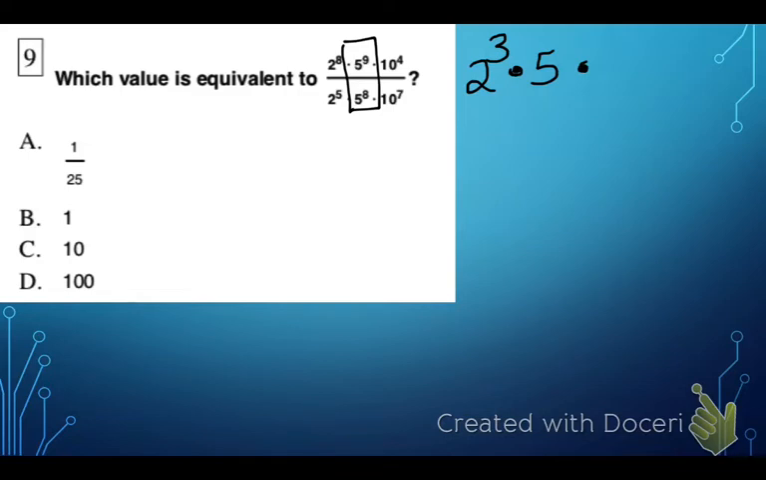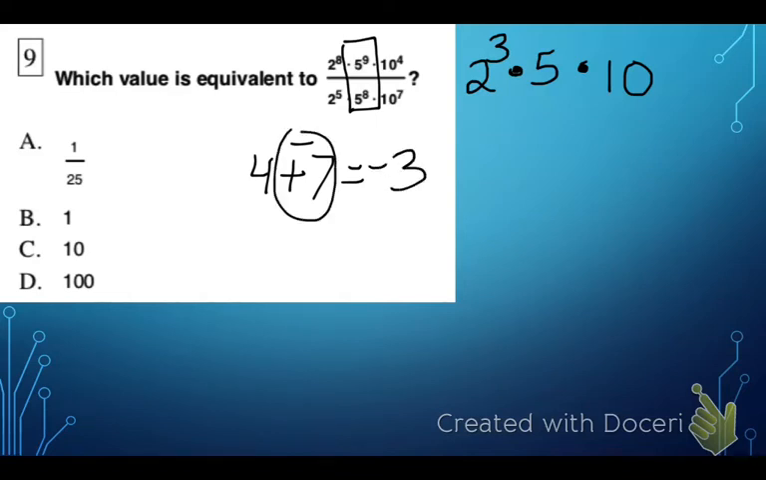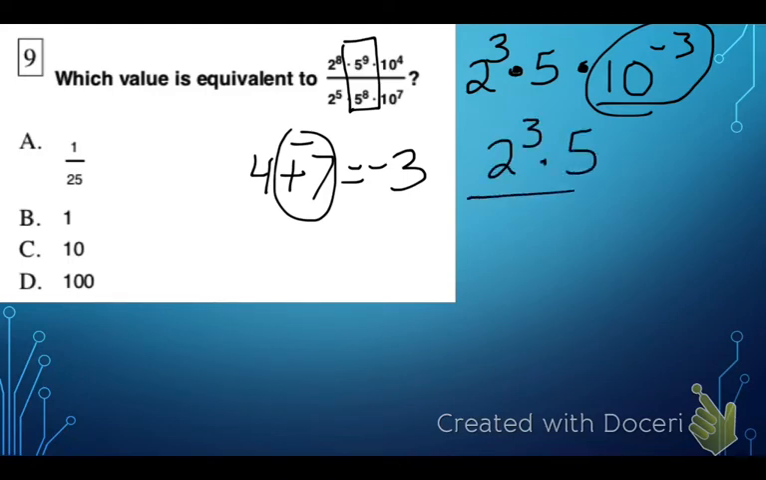Lastly, I have my tens. So 10 to the 4 minus 7. Add the opposite. Different signs, subtract. 7 minus 4 is 3. Keep the sign of the larger number. 7 is bigger. So I get 10 to the negative third. Okay, so I cannot leave this like this because it needs to be a positive exponent. So I'm going to rewrite this as 2 cubed times 5 divided by 10 to the positive 3.